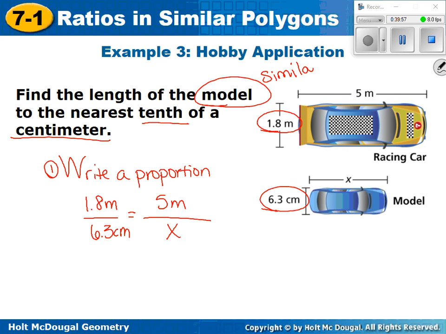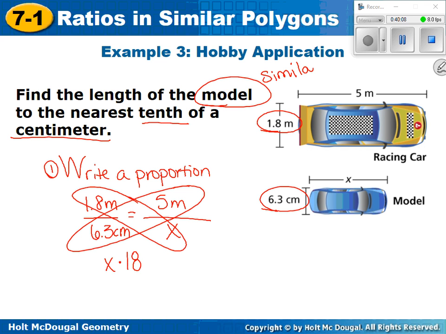Okay, once you do that, then you can just cross multiply like we did in the bell work. When you cross multiply, you're going to get x times what? 1.8 what? Meters. I'm going to keep my units in here to show you why it works out. Equals, now we're going to multiply what? 5 meters times 6.3 centimeters. Okay, go ahead and do 5 times 6.3 and tell me what you get.